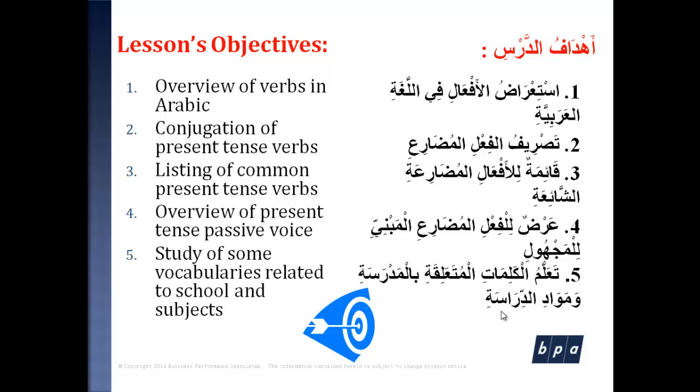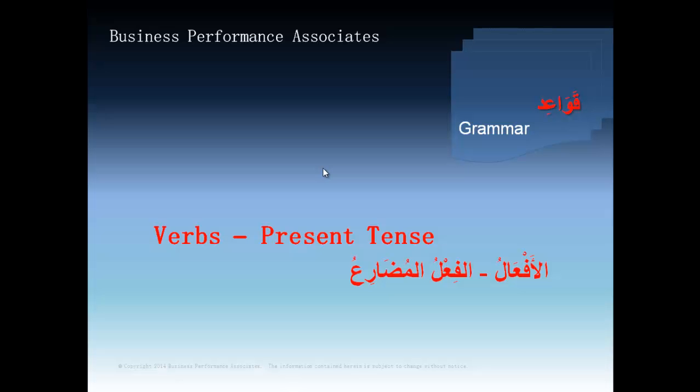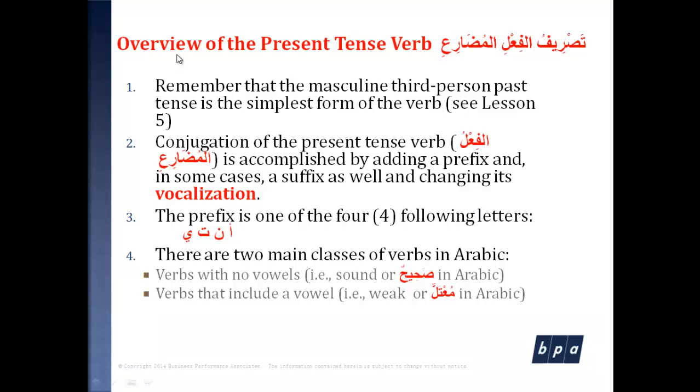Now, let's go to the next section of grammar. This is section 2 of lesson 6, grammar. Again, this is the verbs, the present tense, and al-af'alu. Al-af'alu is the verbs as a plural for fa'al. And we are focusing in this lesson on al-fi'l al-mudari', the present tense verb. There's an overview of the present tense verb.